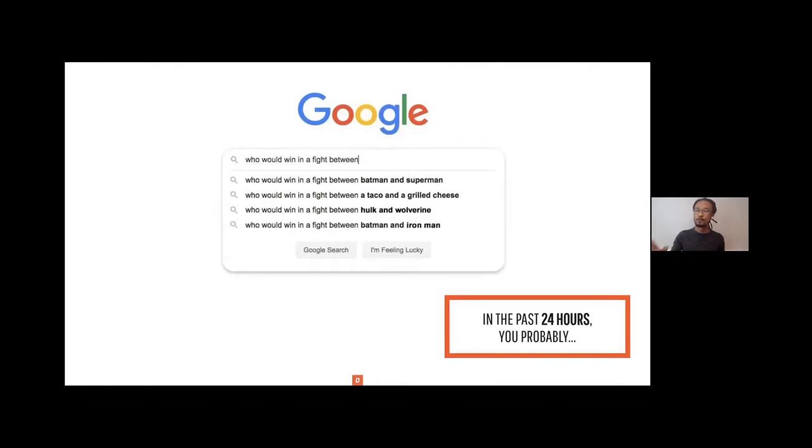So there is something around what the artificial intelligence is picking up from all the signals that it's taking. And again, we'll talk about how that works in a second, and deciding that Batman versus Superman and Batman versus Iron Man is a thing that people are interested in searching for. Obviously, Iron Man would beat Batman, hands down, no question, don't at me.